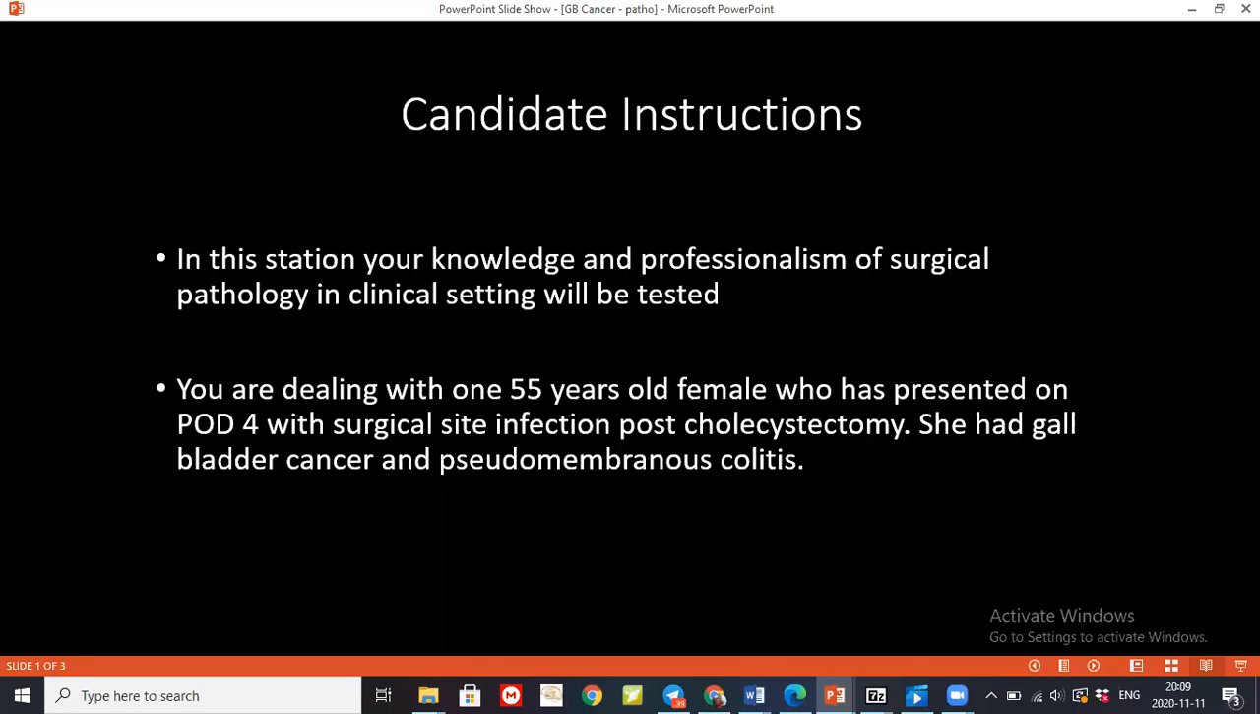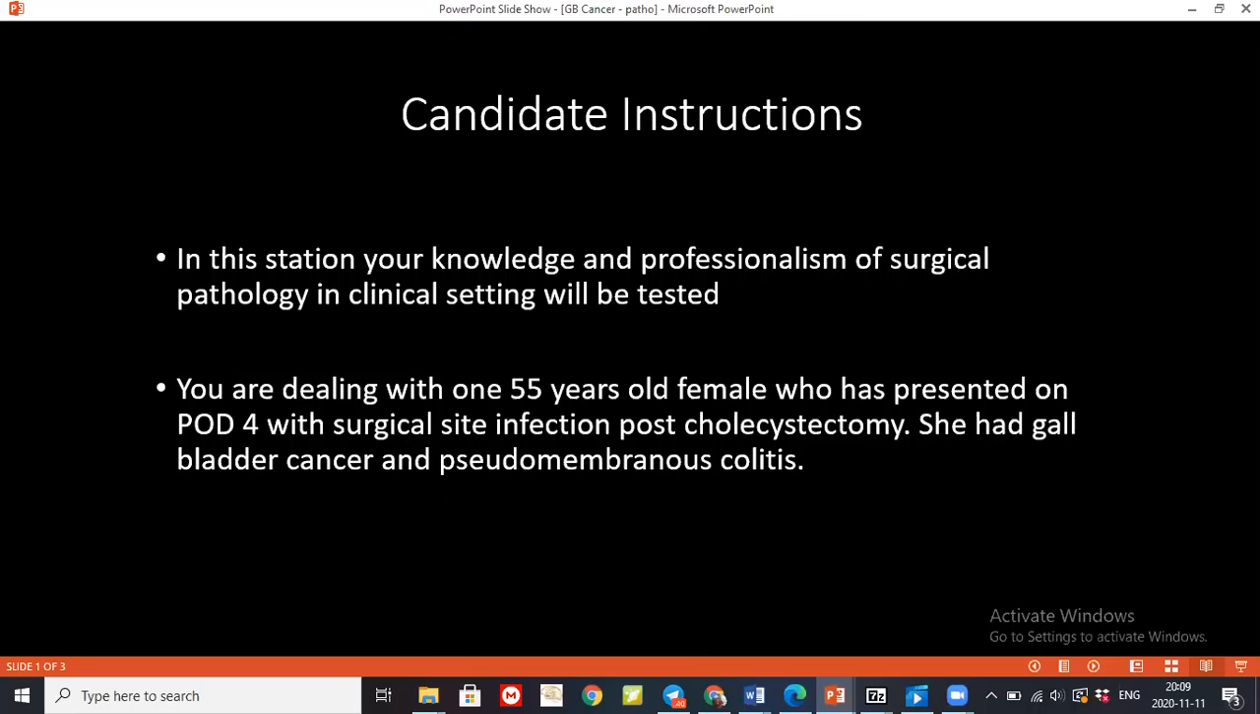What are the risk factors? What are the other risk factors? Might be due to age, more than 20 years, also the female gender, obesity and smoking, and gallbladder polyps more than 1 centimeter. Also, porcelain gallbladder, anomaly of the pancreatic biliary junction or choledochal cyst, and cholecystitis or gallstones. Very good.